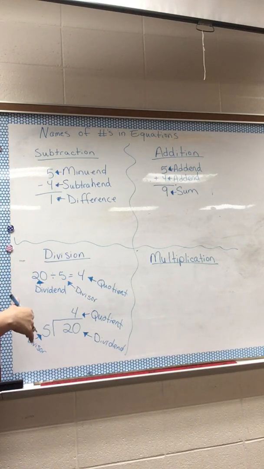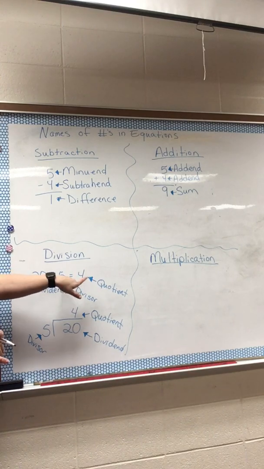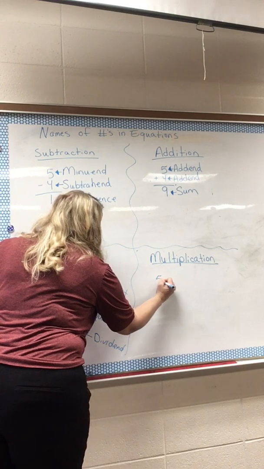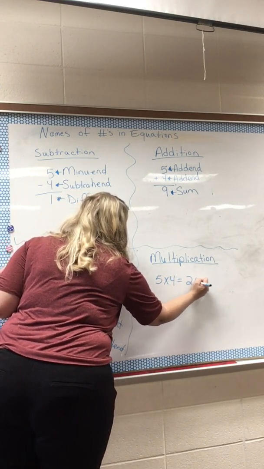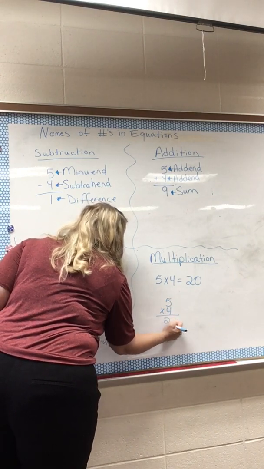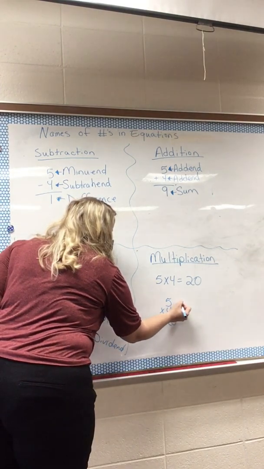Okay, so now we're multiplying. So remember, to undo division, we can take the divisor and the quotient and multiply them, right? So we're going to take 5 times 4 equals 20, and we're going to write it both ways because we wrote that one both ways. I feel like we have to. Okay, so the 5 is now called what?